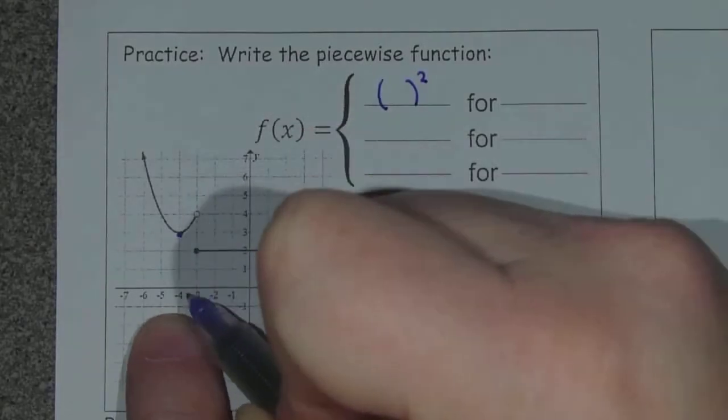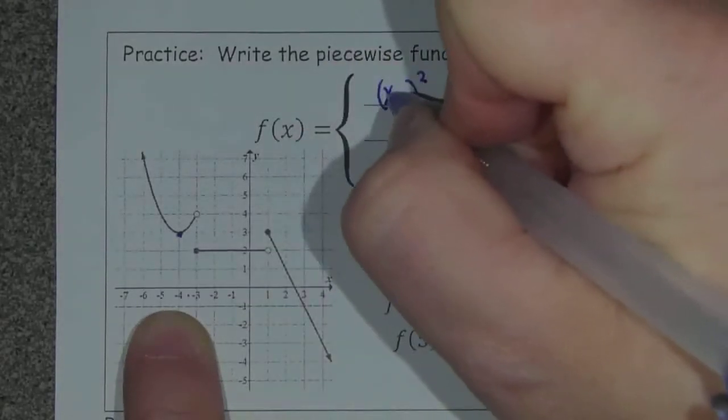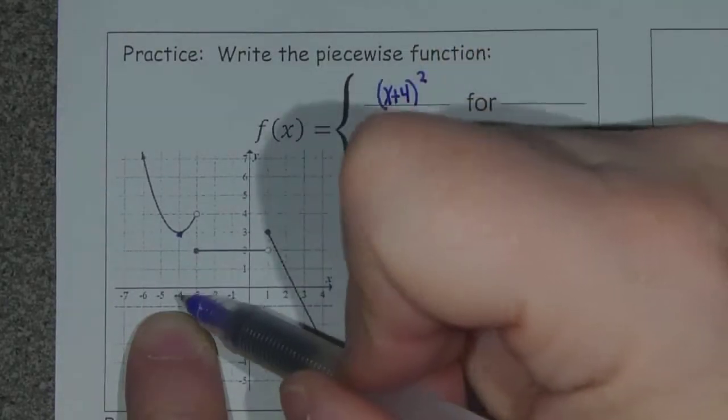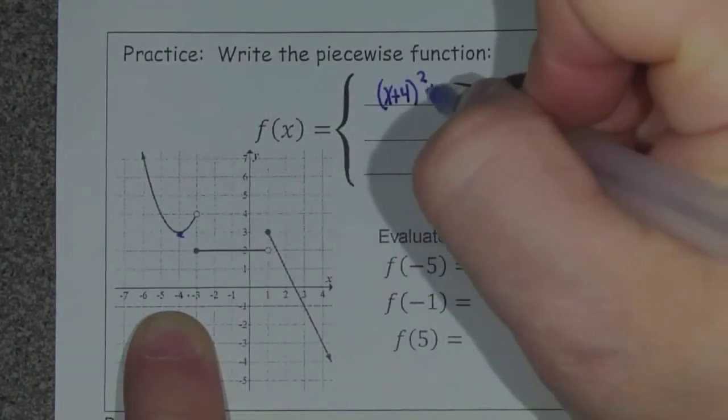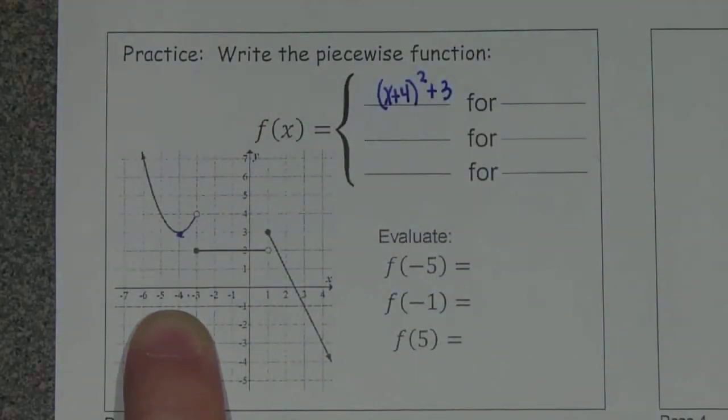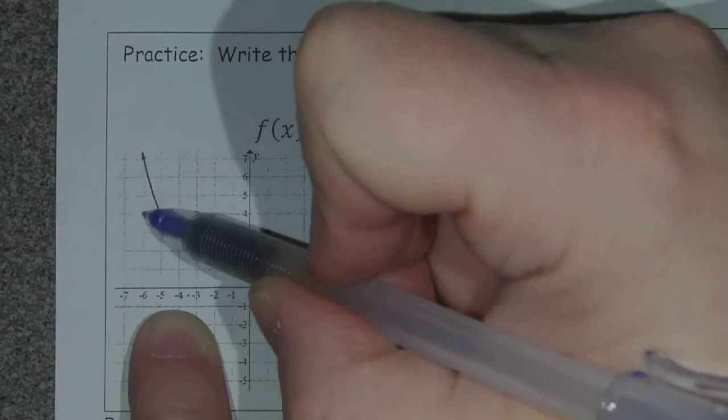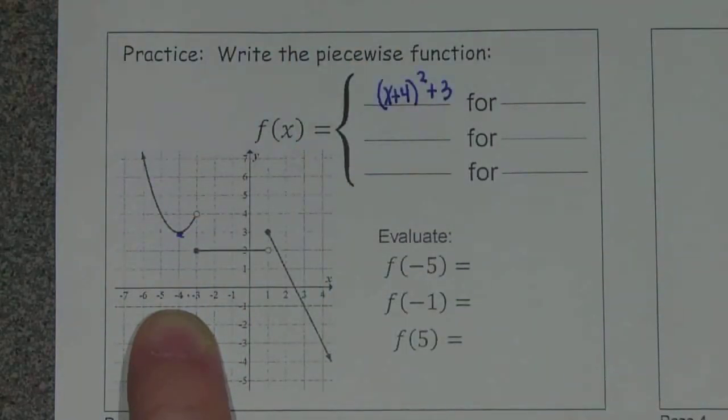It starts right here, which means I went left 4, so I'm x plus 4, and I went up 3, which means I'm plus 3. Does everybody agree with me on that equation? Check your pattern real fast to make sure it didn't change. Over 1 up 1, over 1 up 3, so I'm good.